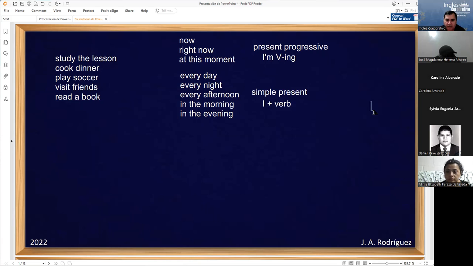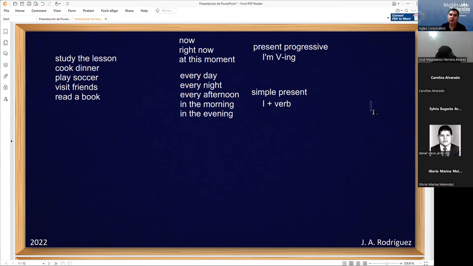Gracias. Play soccer at this moment. What do I say? I play soccer now. At this moment, what do I say? I'm playing soccer at this moment. Okay. Read a book every afternoon. What do I say? I read a book every afternoon.